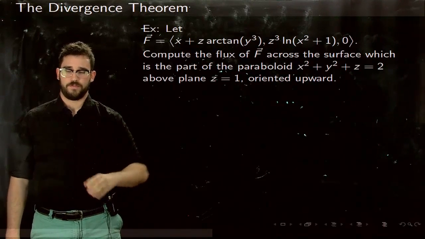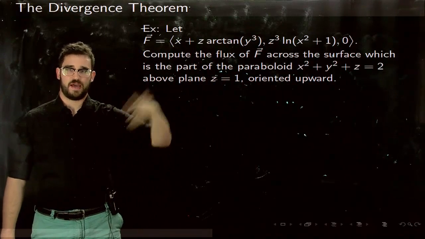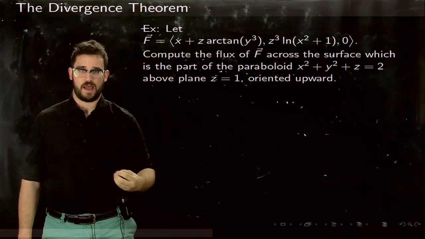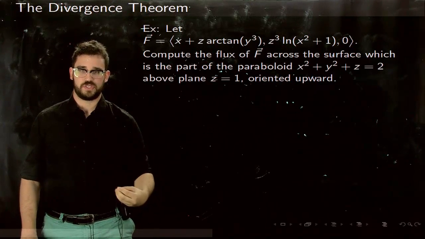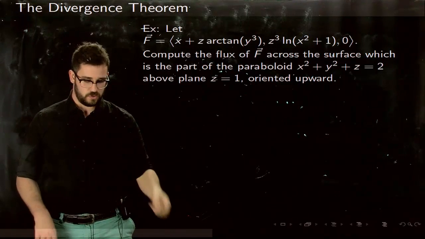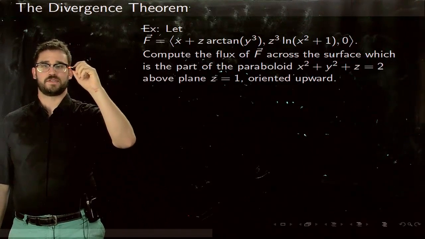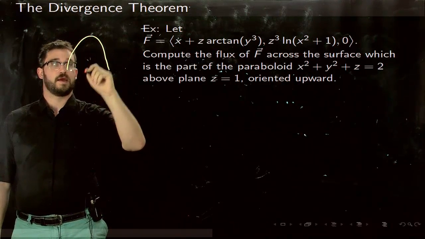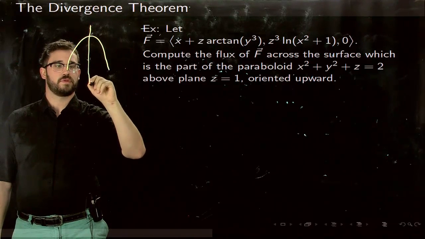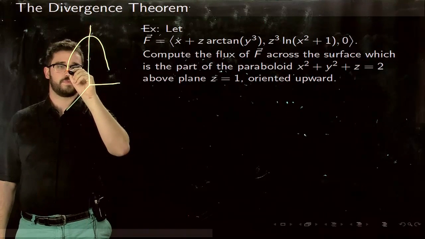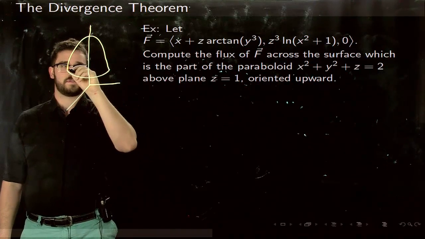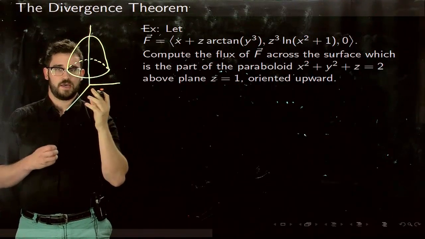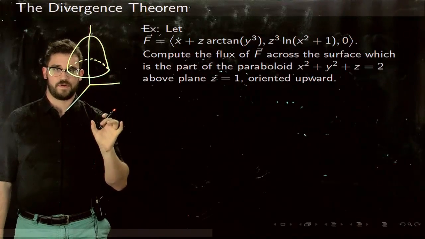So let's do an example here. We have this f, which is given by this function. Let's compute the flux of f across the surface, which is part of the paraboloid x squared plus y squared plus z equals 2, and it's above the plane z equals 1. So if we think about this, we have our paraboloid that's kind of like here, and we have our z, our x, our y, and it's like this, but it's only the boundary, and we're not talking about the bottom right now.